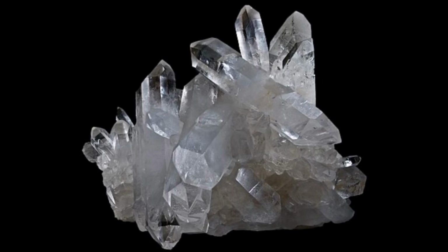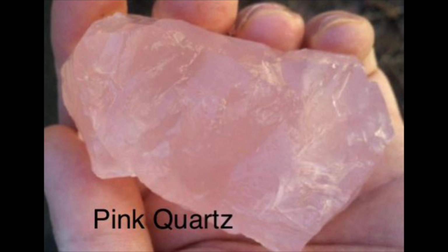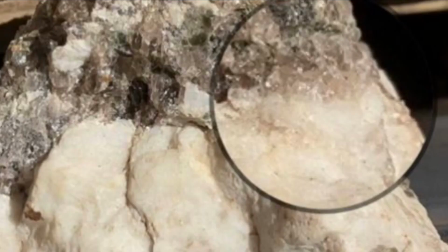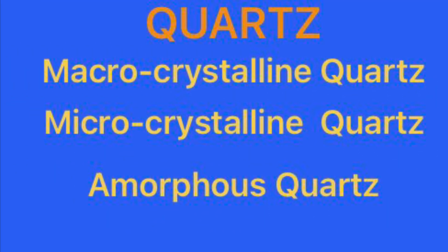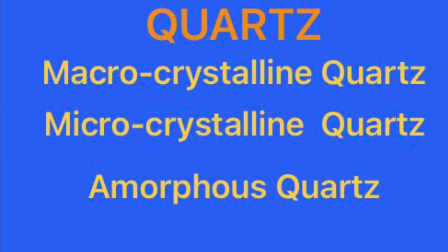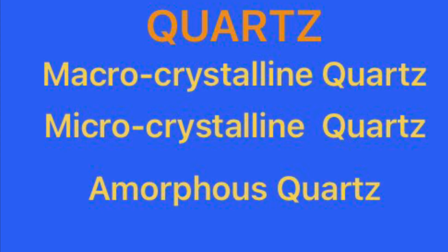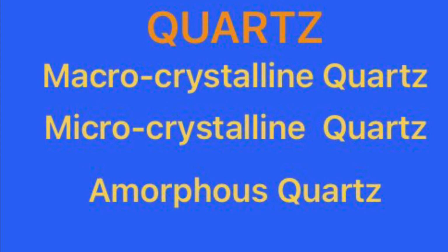But macrocrystalline quartz can also come in big crystals like this pink quartz that don't have the six-sided structure, and like this pegmatite that doesn't have the six-sided structure. Main thing to remember is with macrocrystalline quartz, you can see the quartz crystals with your naked eye or with a hand lens.